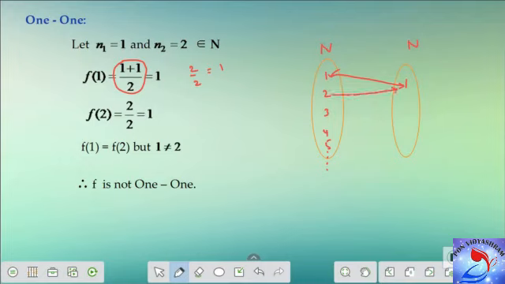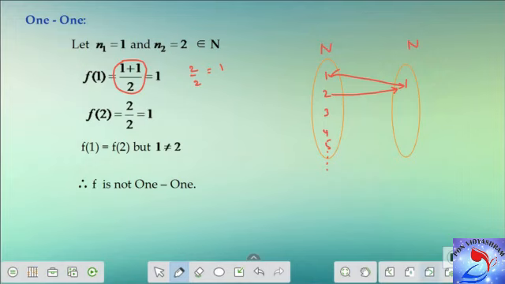So even from this you can easily understand that two elements of the first set are mapped to the same element of the second set. That is, the images are not distinct, and hence you can conclude f is not 1 to 1. In other words, f(1) equals f(2) does not imply 1 and 2 are equal. So this means that f is not 1 to 1.